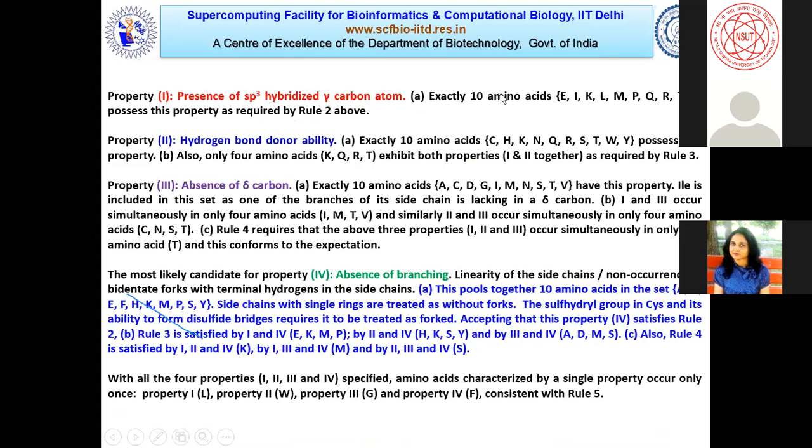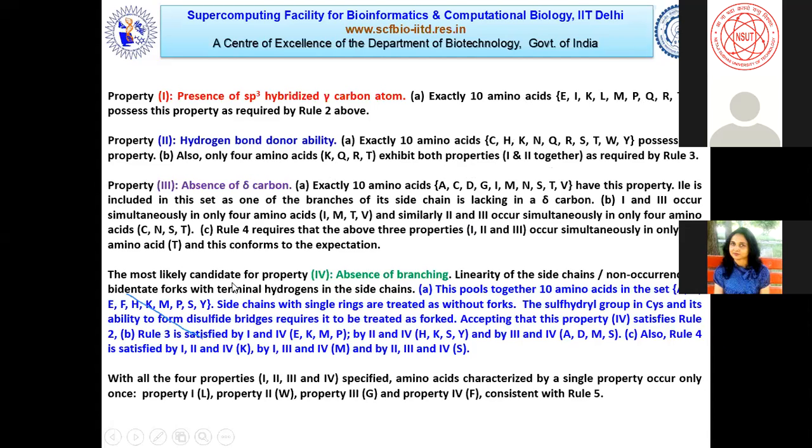Exactly 10. Do these guys occur only 4 times together? If you see, well, these are 4, here is 4. What is common? There are exactly 4 residues which are common to these two properties. How many amino acids don't have a delta carbon? Exactly 10. And what about these two? Well, there are only 4. What about these, the 1 and 3?